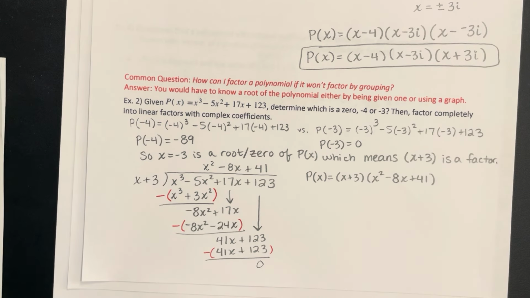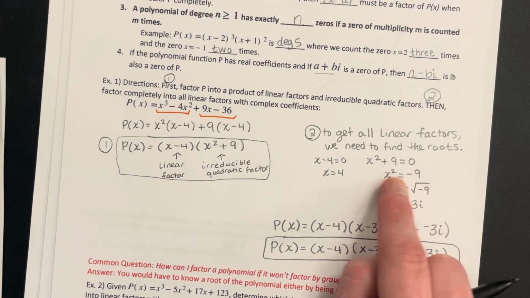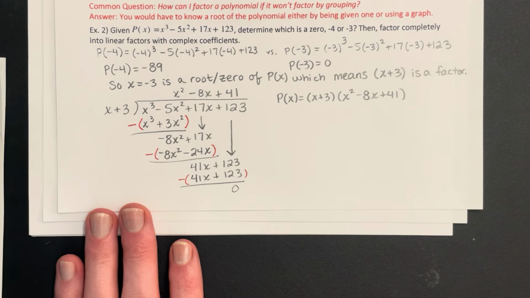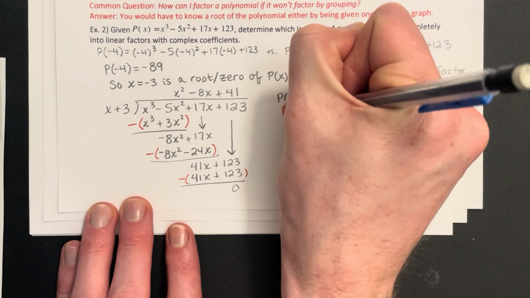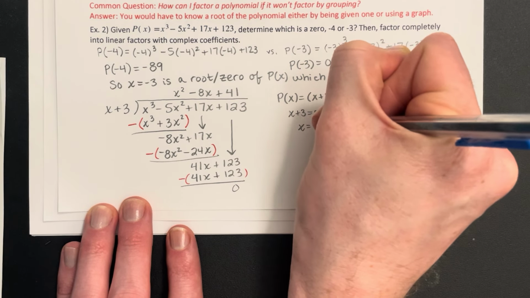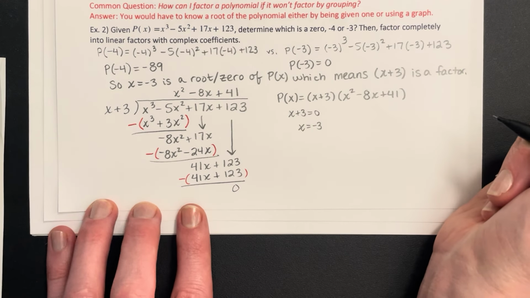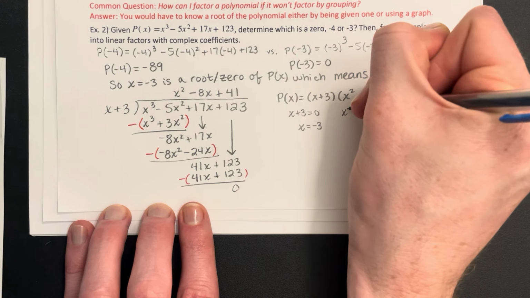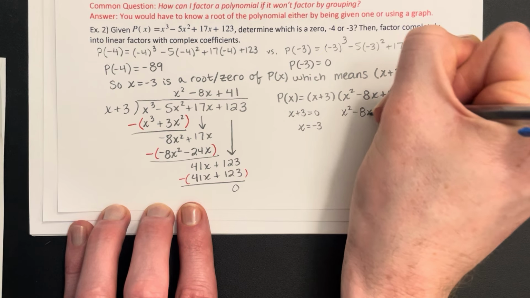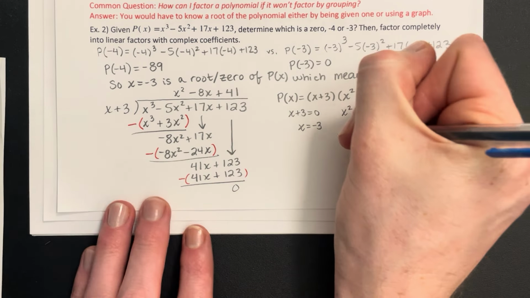So to get the complex coefficient part, we need to find the roots. So remember, to get all the linear factors, we need to find the roots. We find them by setting the factors equal to 0. X plus 3 equals 0, we already know is going to give me a root at negative 3. X squared minus 8x plus 41 equals 0. We have to use the quadratic formula for.